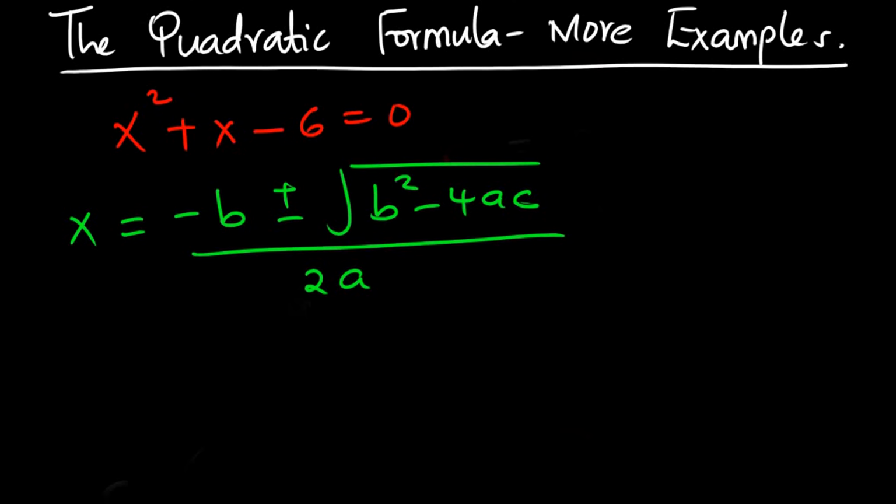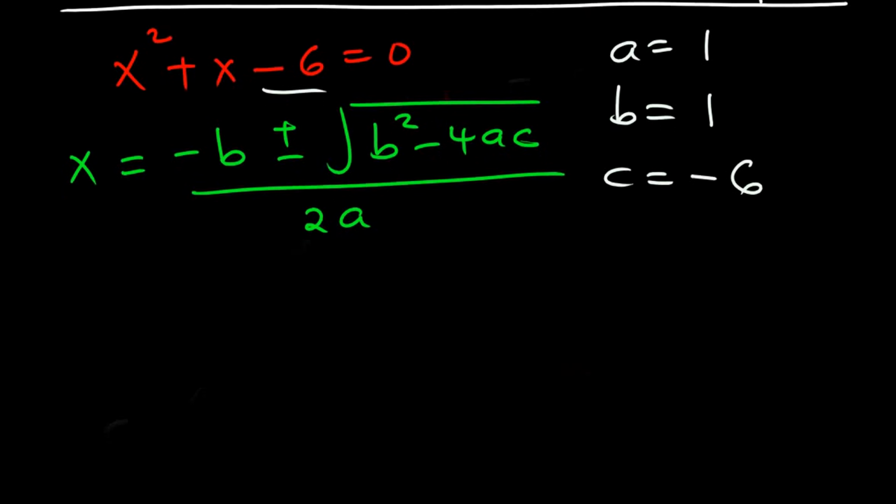For this case, let's identify a. As we said, a is the coefficient of x squared. For this case, it is 1. What about b, the coefficient of x? It is also 1. What about c, this constant? It is negative 6.